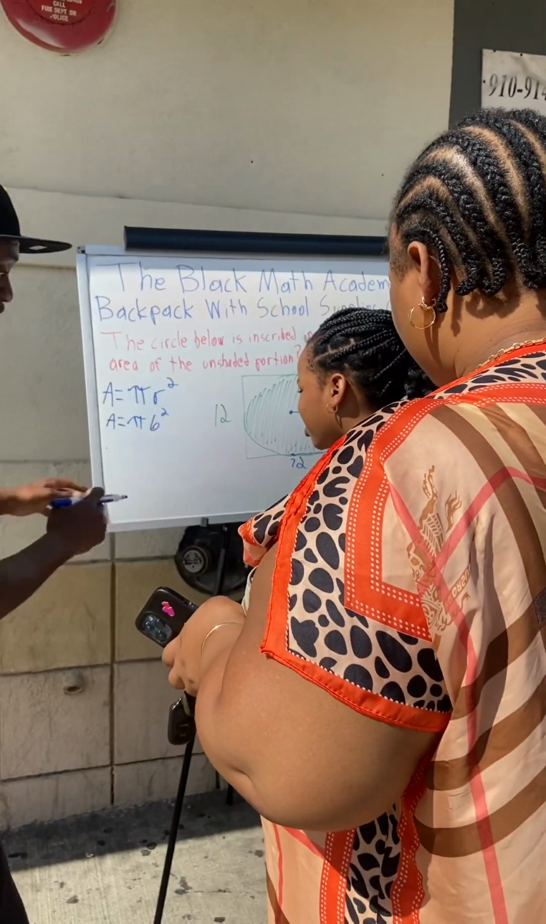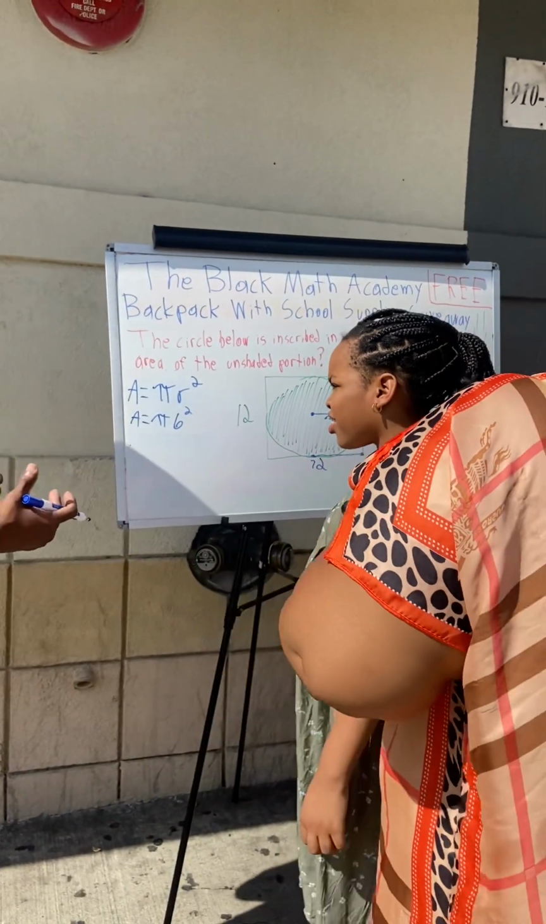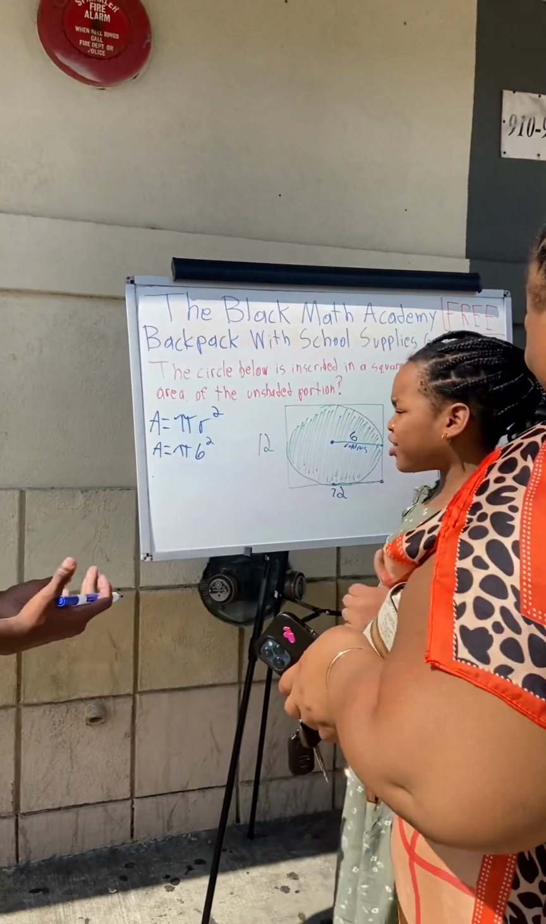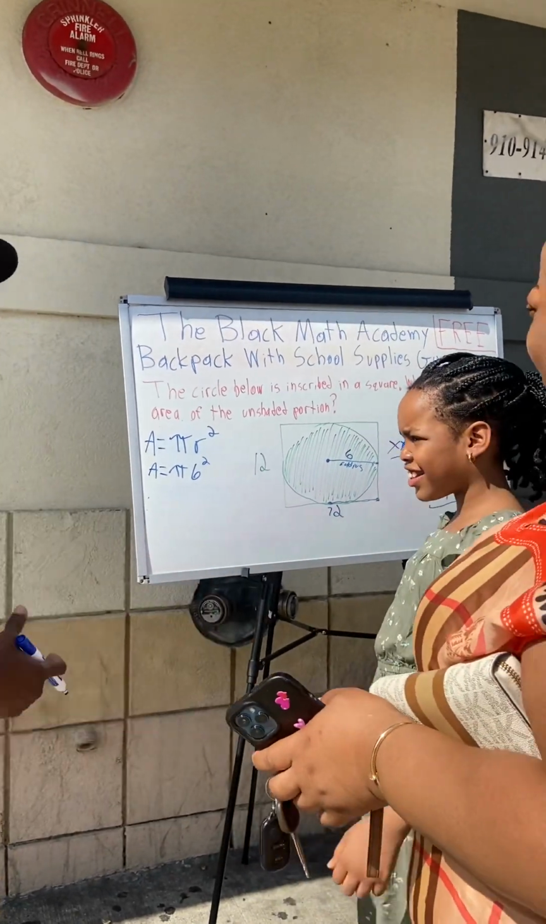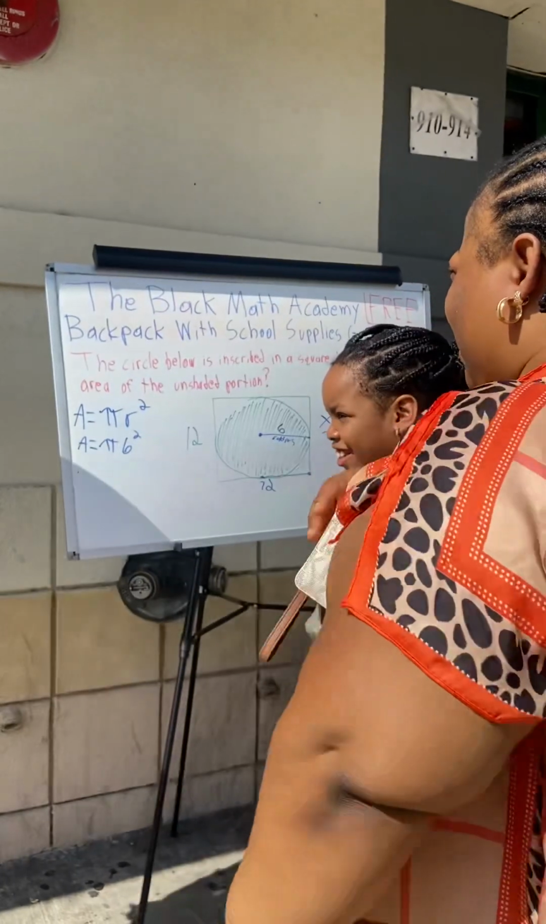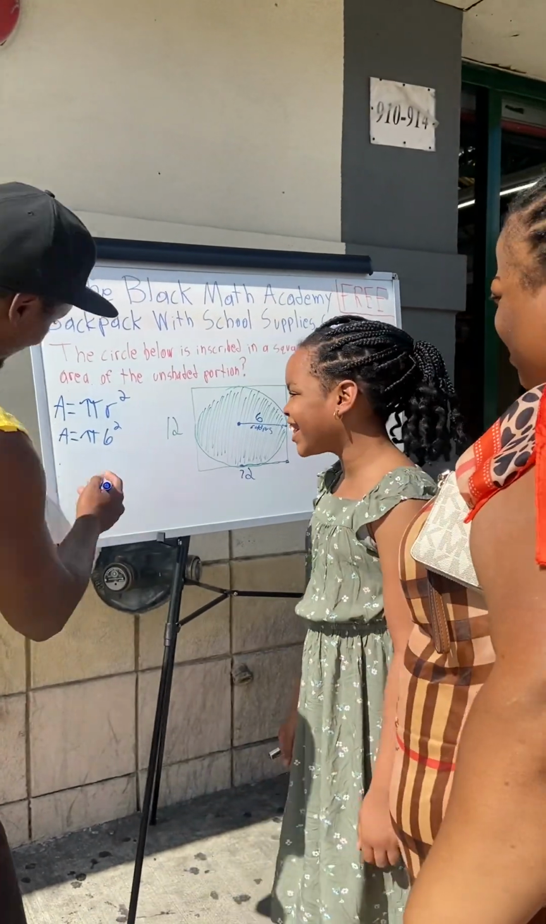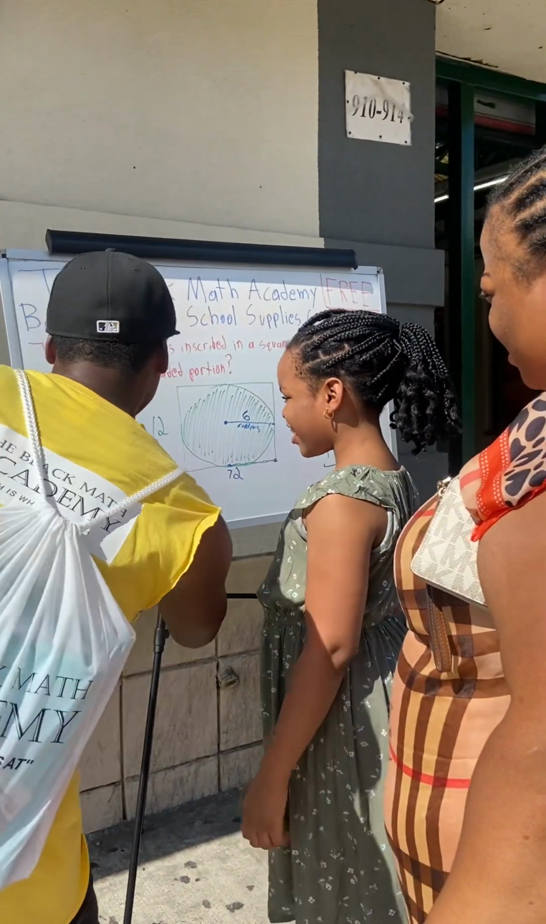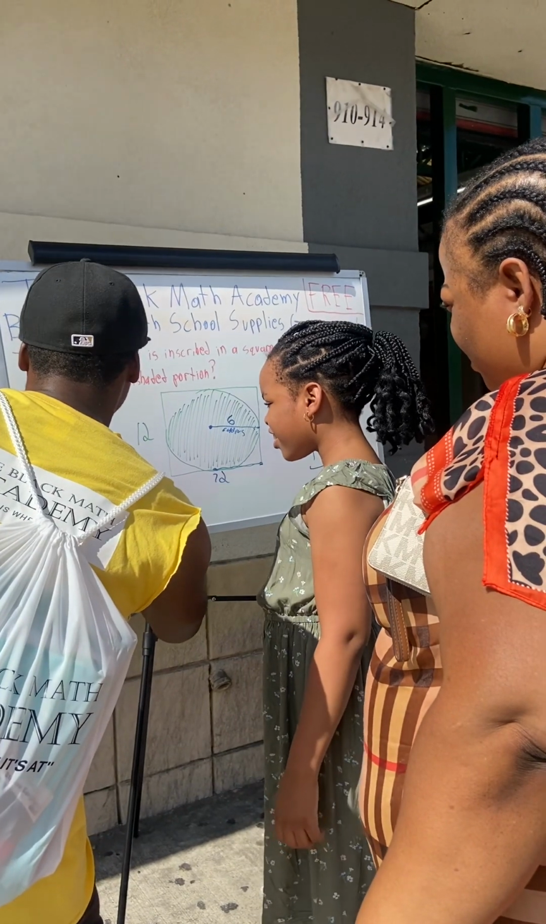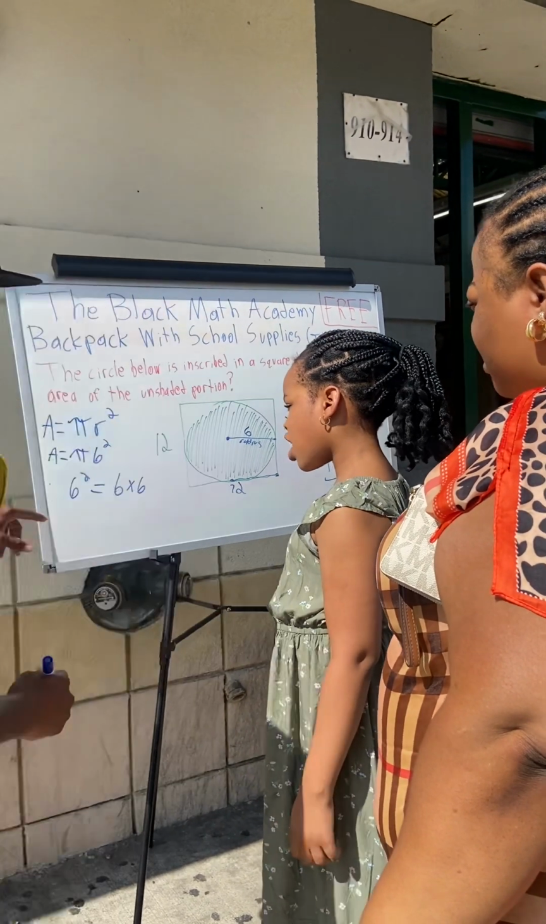So 6 squared is the next step. You know what it means to square something? No. Okay, it's okay. You're going to learn it now. You're going to be ahead of your classmates. You can go in there like, I know what squared means. 6 squared means it's the same as 6 times 6. Multiply 6 twice.